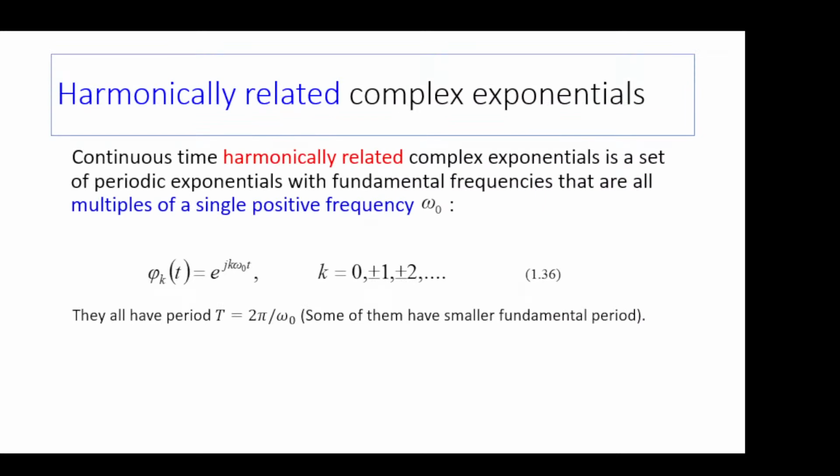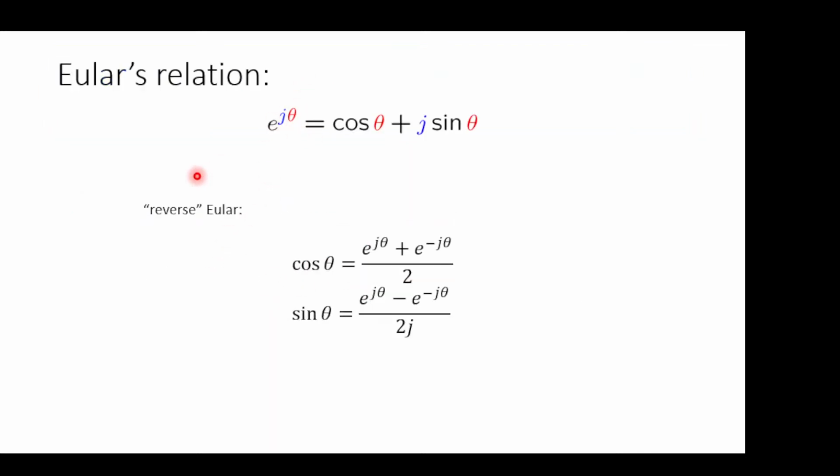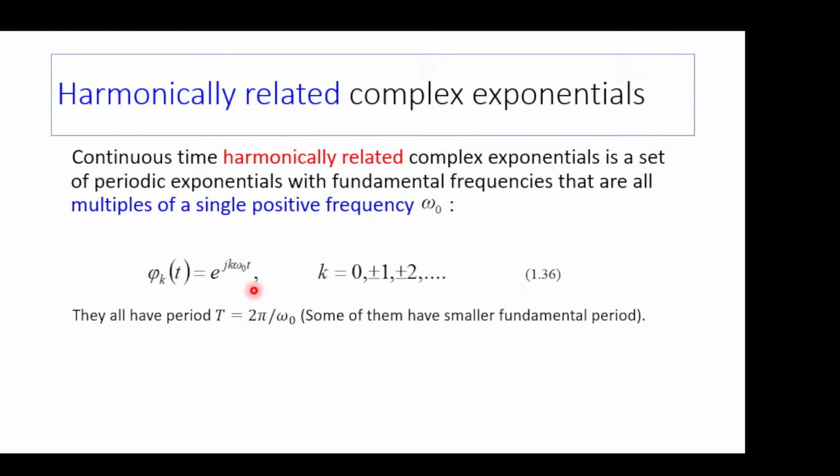And then the next concept is harmonically related complex exponentials. A complex exponential is just a signal with e to the j omega naught t for some omega naught. It's very useful, as we are going to see in our review of chapter 3. But for now, a complex exponential is this kind of thing, and it's periodic. But we also have this harmonically related concept.